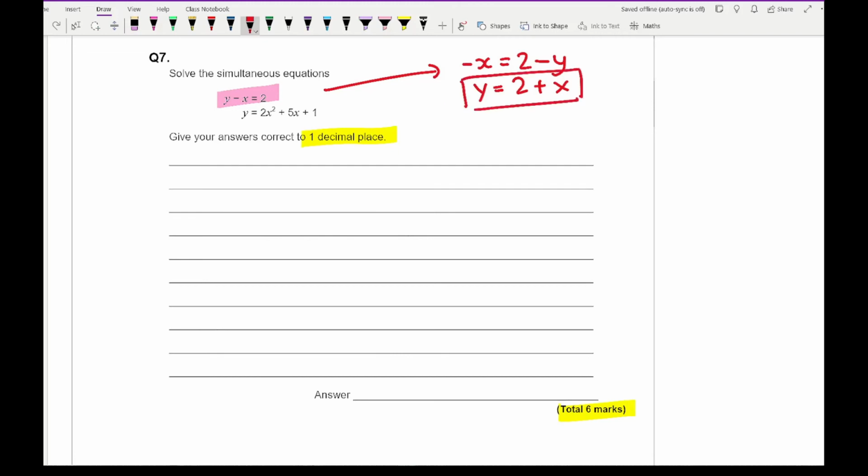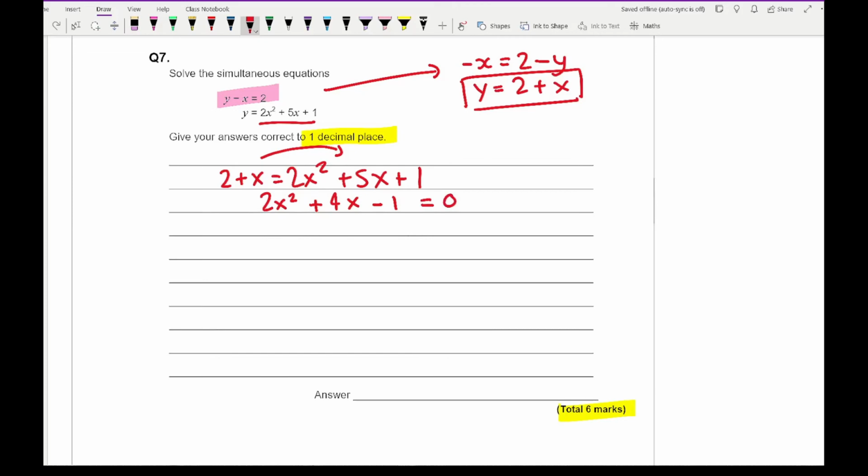So then making y the subject, I then substitute it into the nonlinear equation, so just make them equal to each other. So I've got 2 plus x equals 2x squared plus 5x plus 1. Then taking all of this to the other side, we end up with 2x squared plus 4x, and it's going to be minus 1 equals 0.